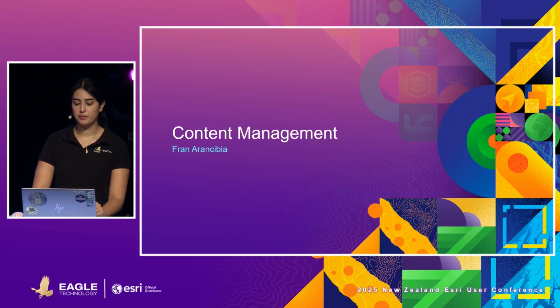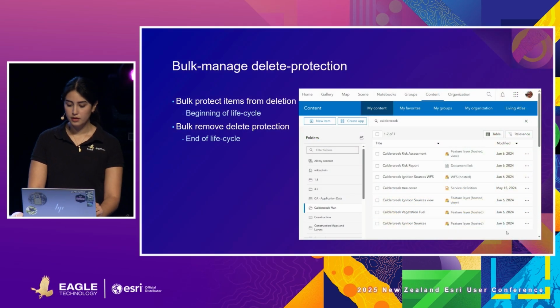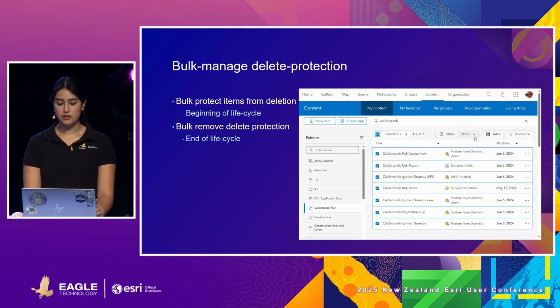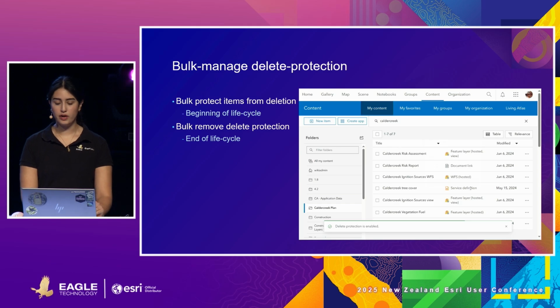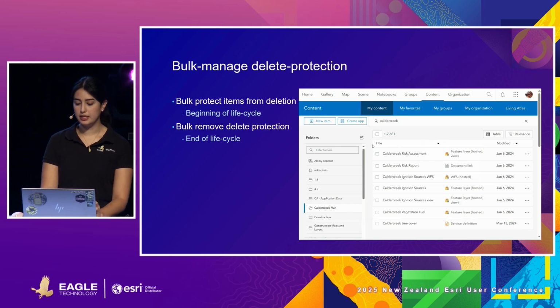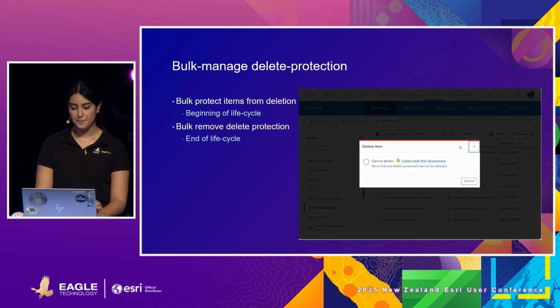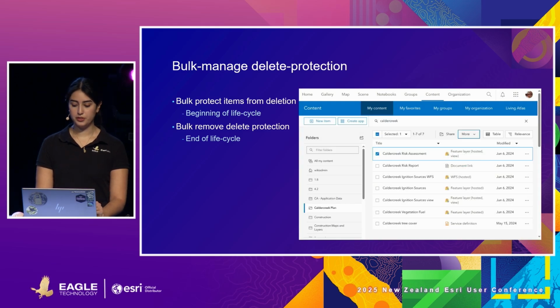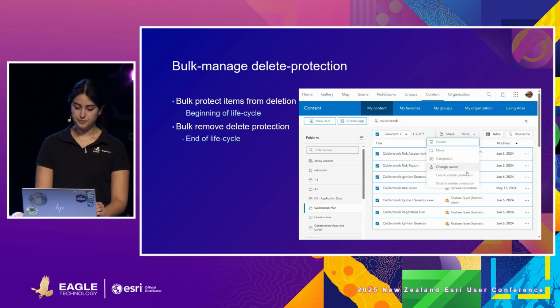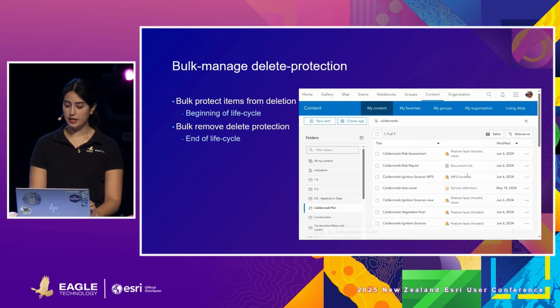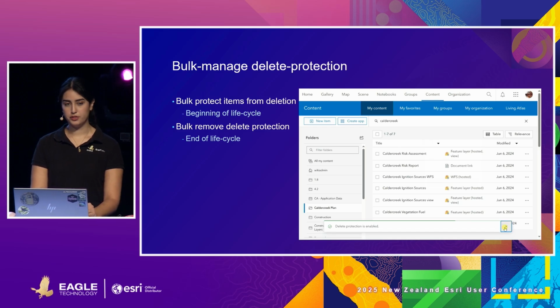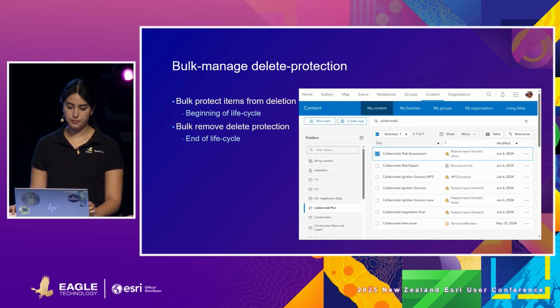Okay, now moving on to content management in ArcGIS Online. As you may know, deleting content that's owned by you or by other people can take a bit of time since there's no visibility of what is protected or not. So if you're trying to bulk delete and one or more of those items are protected, it can make this process a little bit tedious. But now administrators can bulk protect or bulk remove delete protection to ensure that there are no issues when you're trying to delete multiple items at once. So administrators can do this in the Content tab, and other users can do this from the My Content tab.